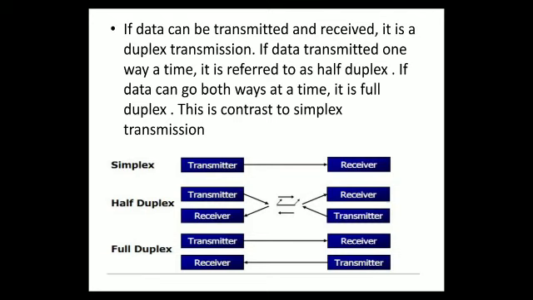So they can receive, they can send, but at a given time, not at the same time. Both cannot send, both cannot receive. That is the meaning of half duplex communication.